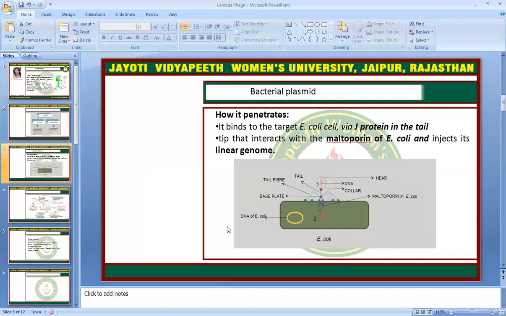This is the flow diagram where we can see lambda phage. This is the head region. This is DNA, collar, tail, tail fibers, basal plate, and these are the J proteins which are attached to the E. coli surface. The basal plate will interact with the maltoporin of the E. coli and then DNA material will be transported from the lambda phage into the E. coli cell.